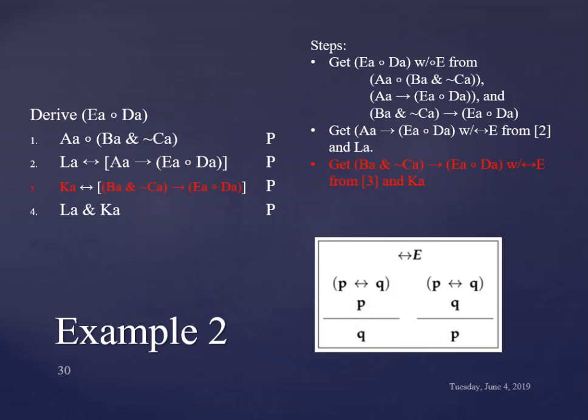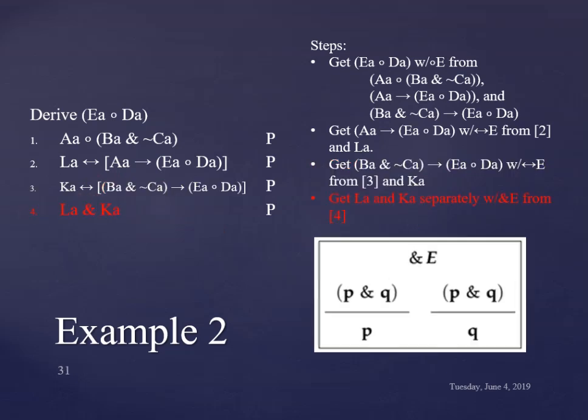Okay, so what I'll do then, I also need to get the other sub-target, right? This piece right here. I'm going to get that with biconditional elimination 2 from line 3 and KA by itself, and so that's what I need to do. I need to get KA and LA by themselves, which I can get out of line 4 using conjunction elimination.